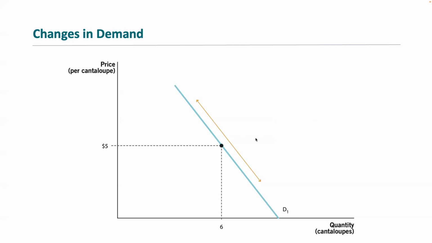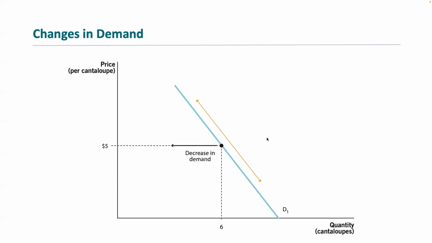So at a price of $5, 6 cantaloupes are demanded. And we could pick any price and find that quantity demanded along this demand curve. If the price changed to $4, we would see movement along this curve. And as that price went down, that quantity demanded would go up.